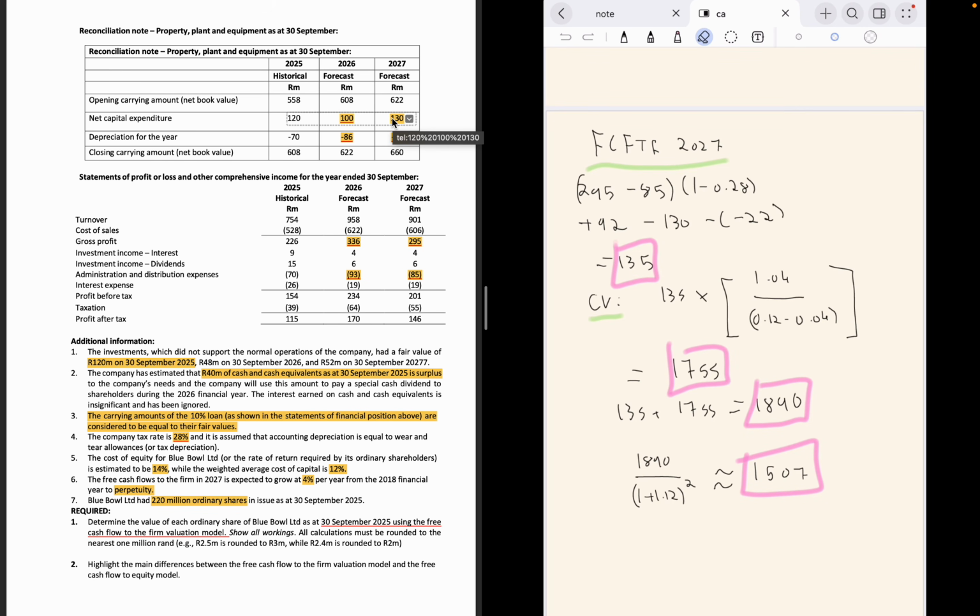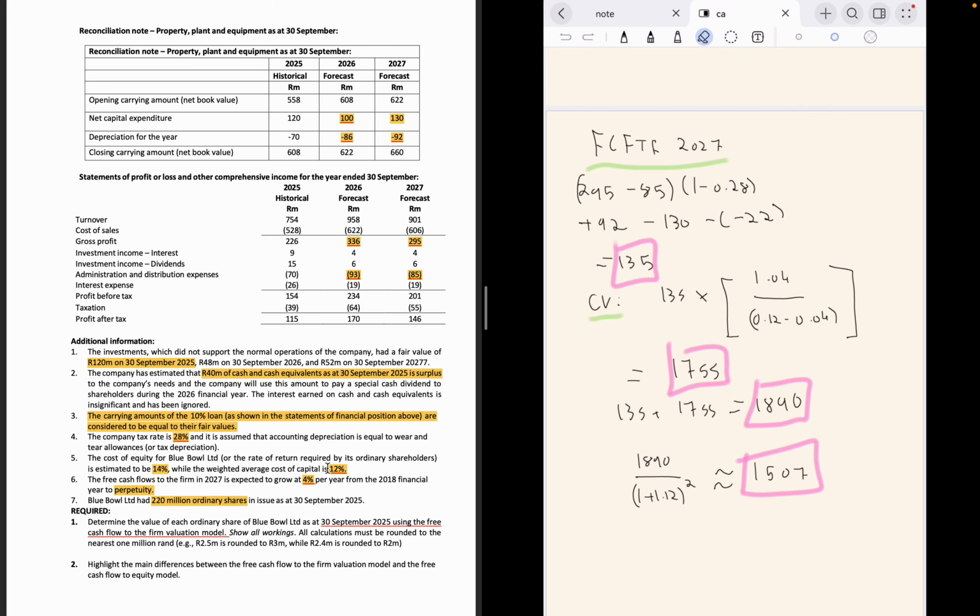So what we do is we multiply it by the 1.04. How do I get the 1.04? It is 1 plus the growth rate. So go to 0.6. They tell us that it's expected to grow. The free cash flows to the firm is expected to grow at 4% each year. So that's where I get the 4% from. On the bottom is 0.12 minus 0.04. So 0.04, just the growth rate. The 12% is the WACC, the weighted average cost of capital. Easy. That gives you a continuing value of 1,755.